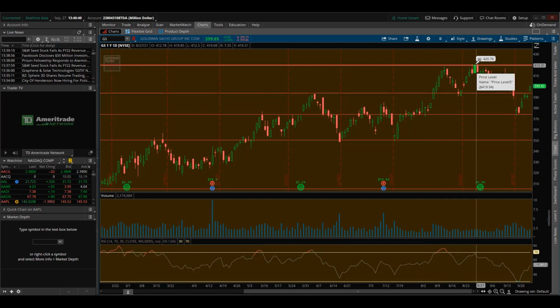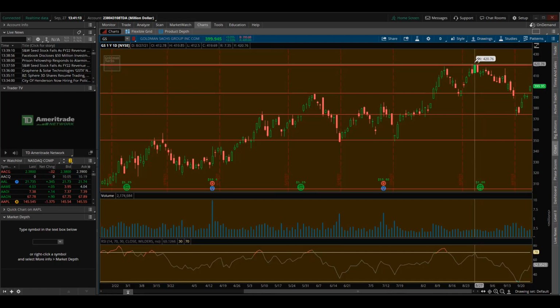Back up here, it retested this resistance area from over here, and formed some type of pattern to let us know that the stock could be going down, because there is no guarantee that the stock will do what you predicted it to do. Stocks can do whatever they want to do. Nothing is 100%, nothing is guaranteed, but this is a high probability trade in that you have an inverted hammer here at an area of resistance.